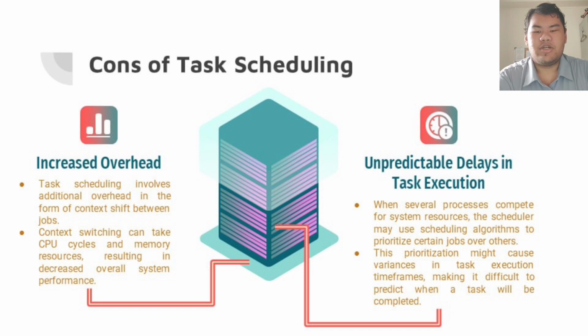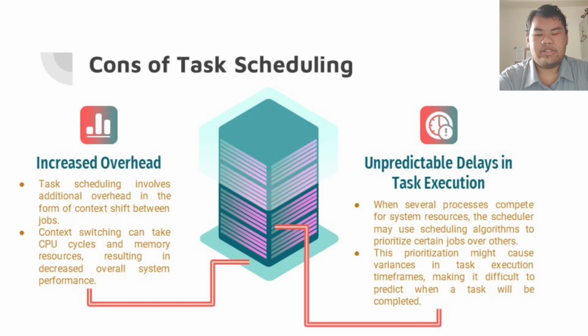Next, let's talk about the cons of task scheduling on system performance. Firstly, task scheduling involves additional overhead in the form of context switching between jobs. Switching from one task to another requires saving the current task state and restoring the new task state. Context switching can take CPU cycles and memory resources, resulting in decreased overall system performance.